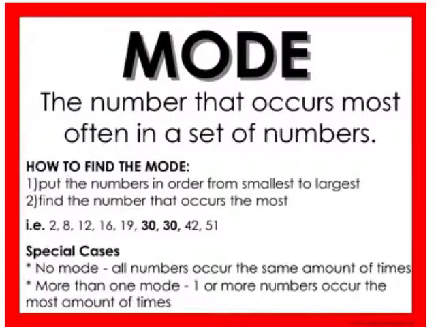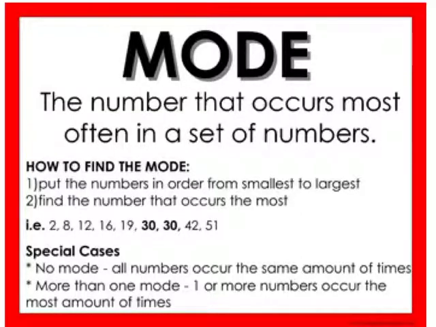All right, mode is the number that occurs most often in a set of numbers. So how do we find the mode? Well, you put the numbers in order from smallest to largest, least to greatest. Then you find the number that occurs the most. For example, that's what IE means. For example, 2, 8, 12, 16, 19, 30, 30, 42, and 51. Well, there's only one number that occurs more than once, and that is 30. So 30, in this case, would be the mode.